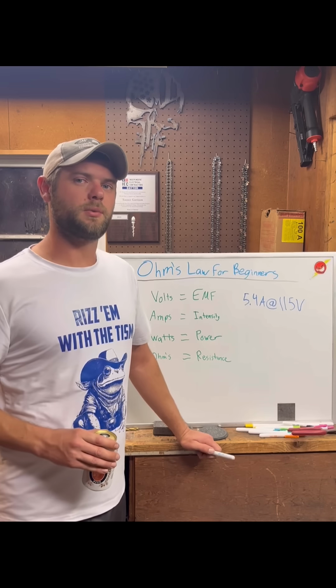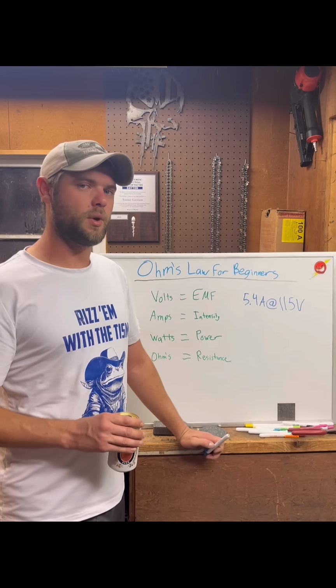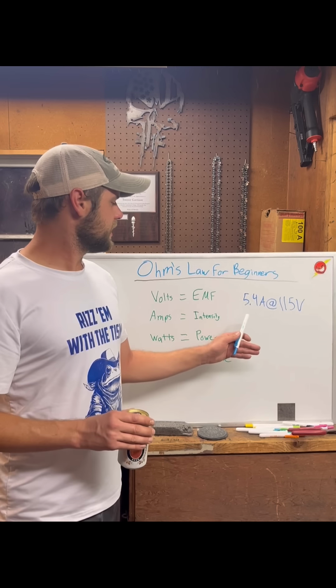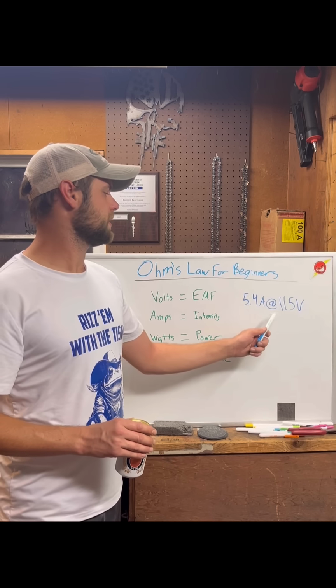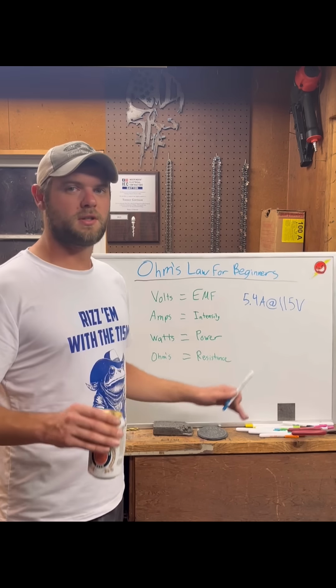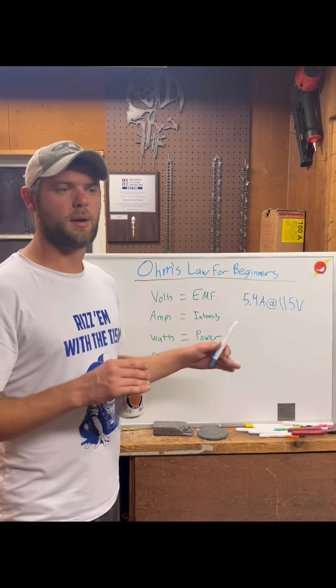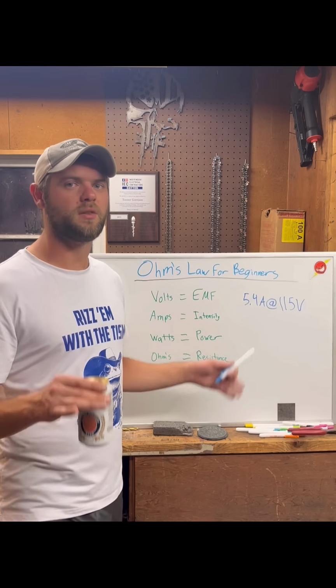So as a first-year apprentice, when you're learning about Ohm's Law, you're going to be given a lot of questions that look a little something like this. Let's just say we got a toaster, right? And the question states that it's going to pull 5.4 amps at 115 volts. The question's then going to ask, how many amps is it going to pull if we apply 110 volts? And then how many amps is it going to pull when we apply 120 volts?